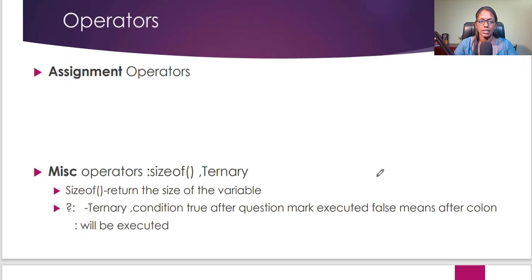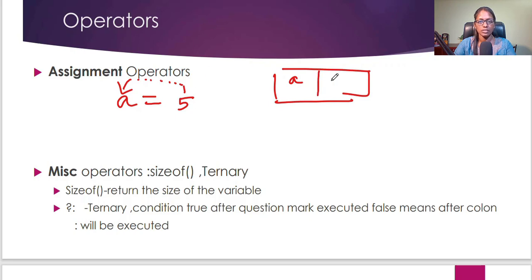And the next one is the assignment operator. In any programming language, this is called an assignment operator. Normally, in mathematics, we used to say this is an equality operator, right? But this is not an equality operator in any programming language. This is called an assignment operator. For example, a equal to 5. What happens? With this assignment operator, the value 5 will be assigned to the variable location a. So in this memory location, the value 5 is assigned. So this is the assignment operator.